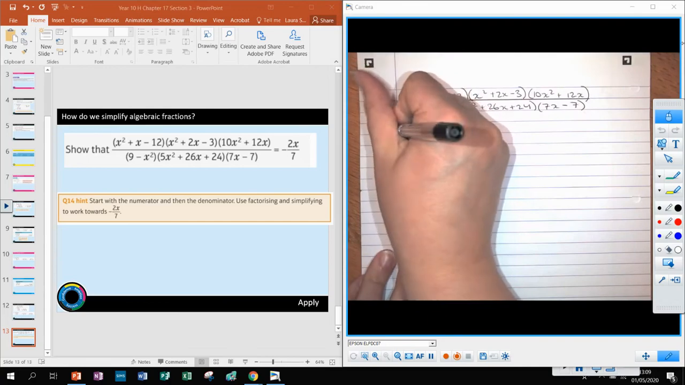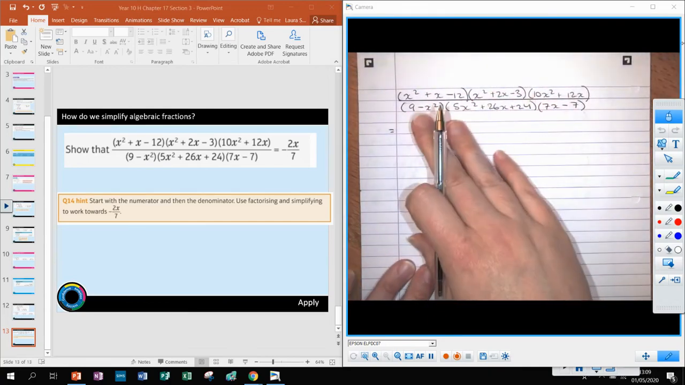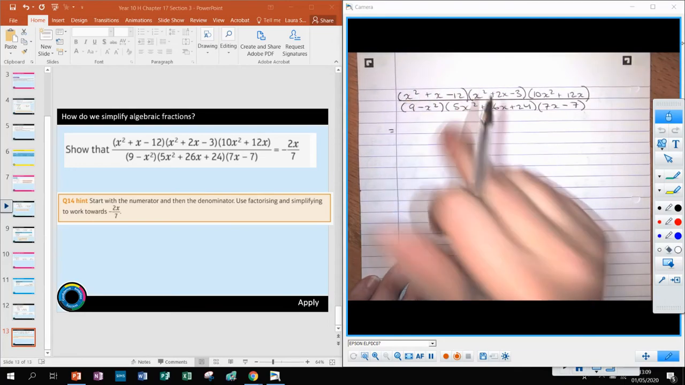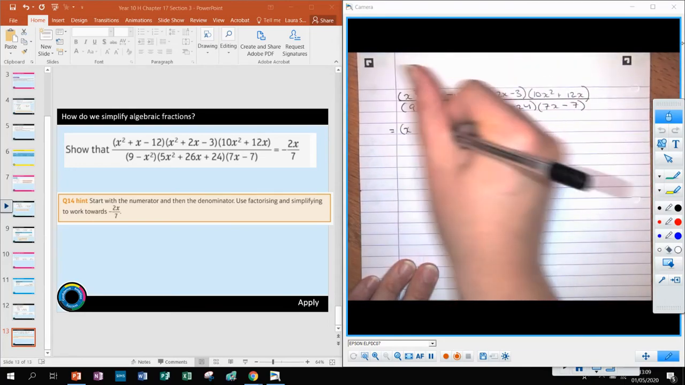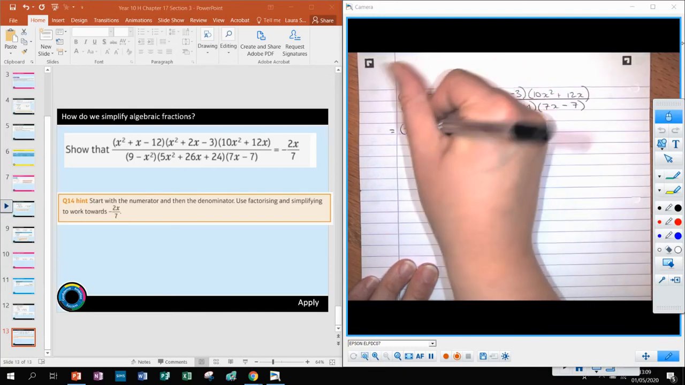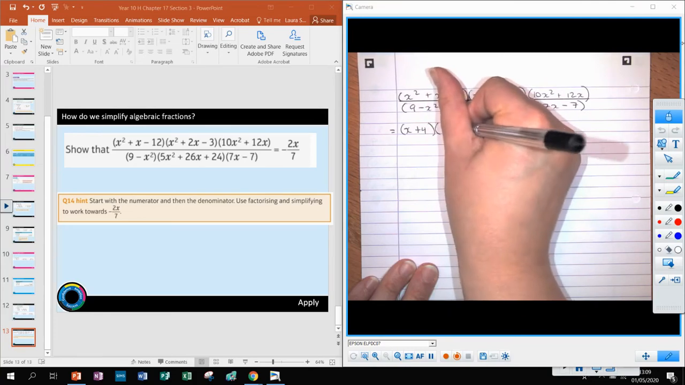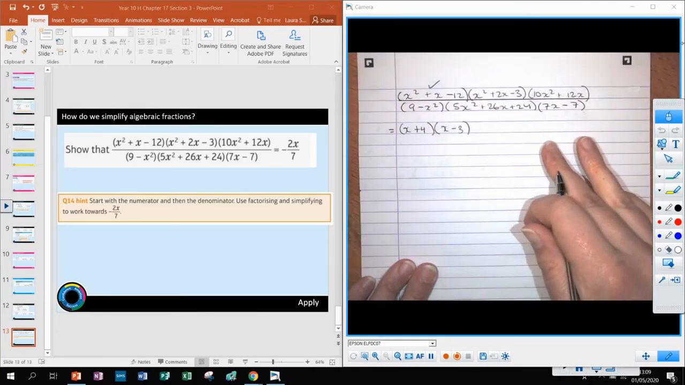Okay, so let's start with the numerator because that looks a little bit easier than the denominator. So for this first one, I need two brackets because it's quadratic. x multiplying to negative 12, adding to a positive 1 is going to be a plus 4 and a minus 3. So I know that that one's done. In fact, I'm going to tick it because I've got a lot to work with here.